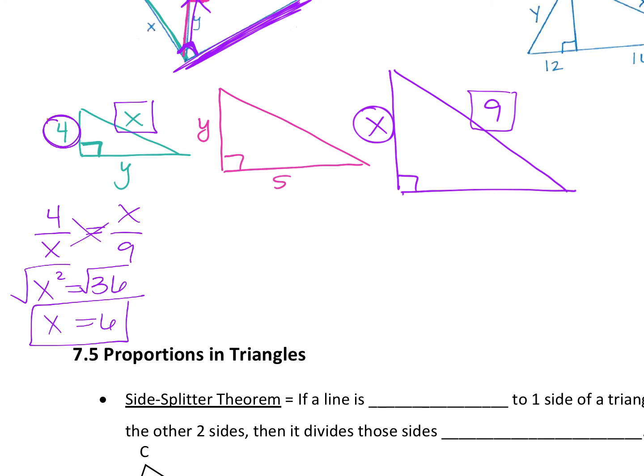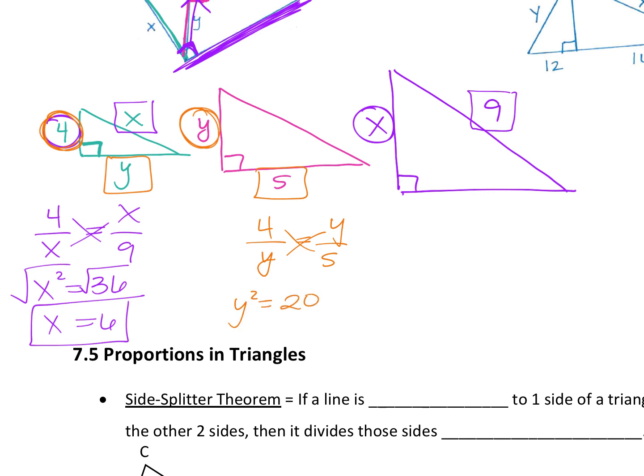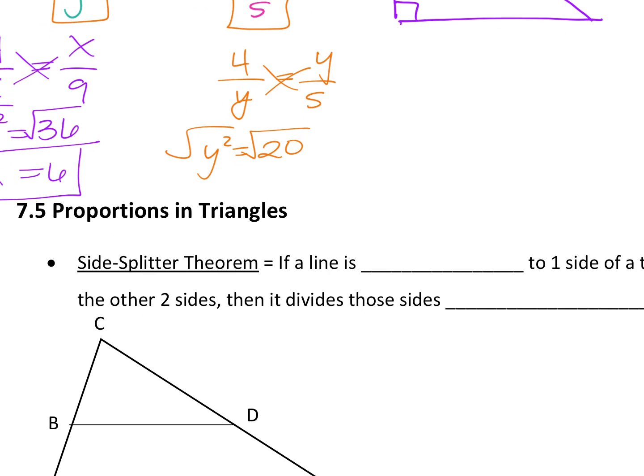4 over y equals 4 over 5. 4 over y, shorter leg over shorter leg, equals longer leg over longer leg. Cross multiply it. We get y squared equals 20. Take the square root. What do we got to do? Simplest radical form, right? The square root of 20 breaks down into what perfect square and what non-perfect square? 4 and 5. So we get y is 2, square root of 4 is 2, rad 5.